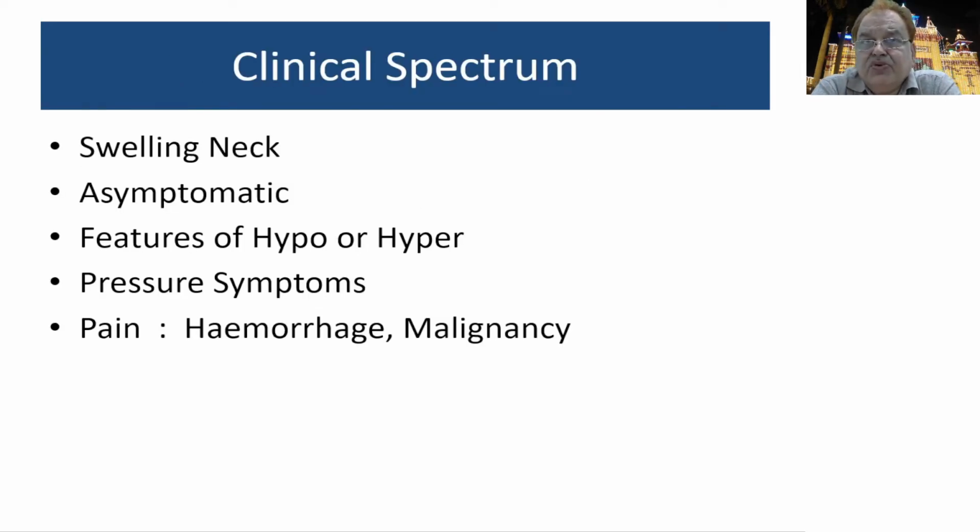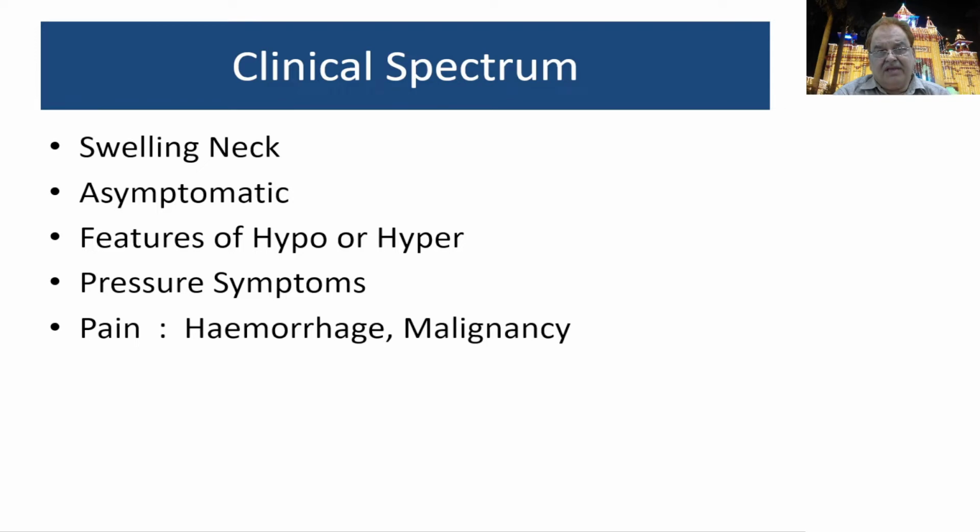So what is the usual clinical spectrum of a thyroid swelling? The patient presents with a swelling in the neck. Many times they are asymptomatic, they just come with the swelling. But there can be features of hypothyroidism or features of hyperthyroidism. And then there can be pressure symptoms, as I told you, on the trachea or the esophagus or the recurrent laryngeal nerve. Sometimes Horner syndrome may be there. And sometimes these thyroid swellings may have pain.